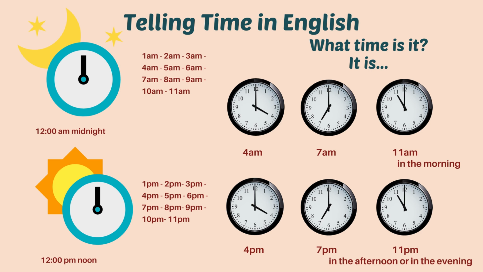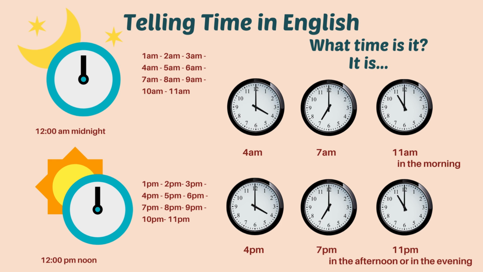Now, in English, some professions use the 24-hour clock. Sometimes they call it military time, 1300, 2200 hour. But the normal person, the average person, almost always uses the AM and PM method, the morning and afternoon method. So let's take a look at it.